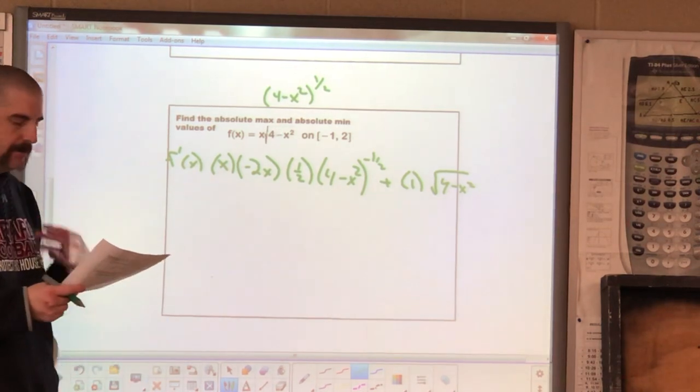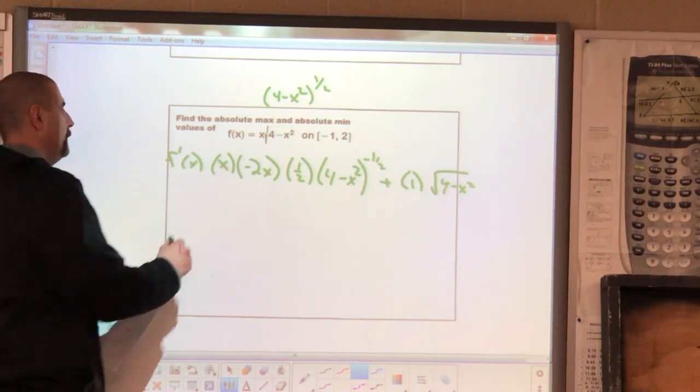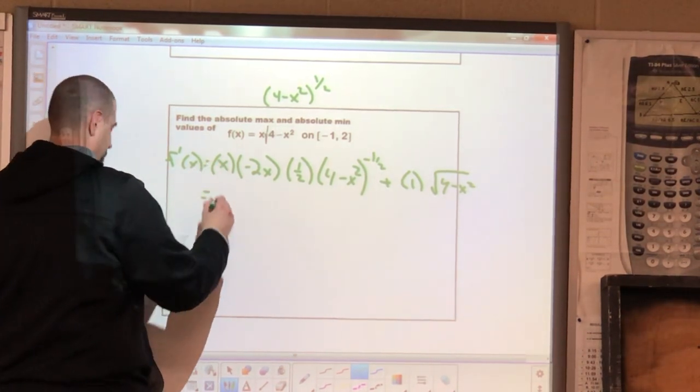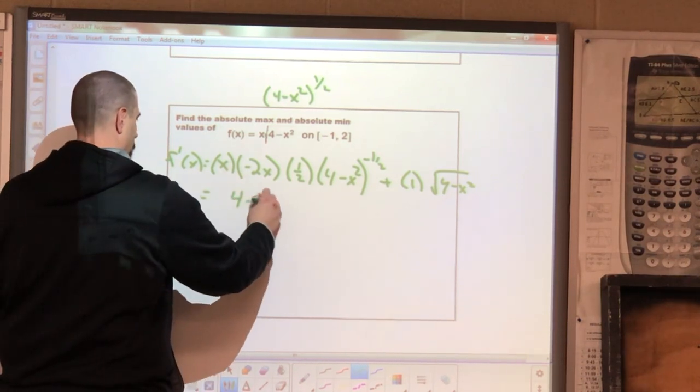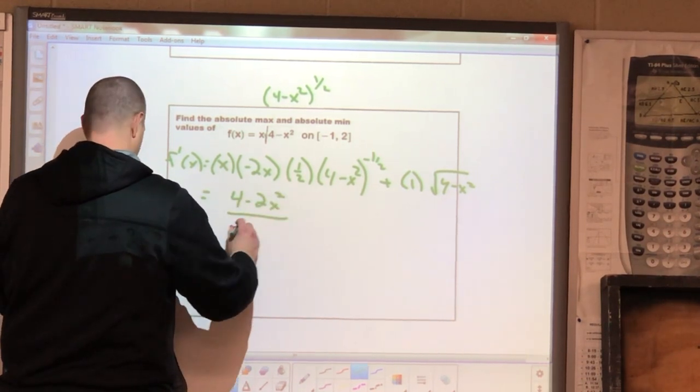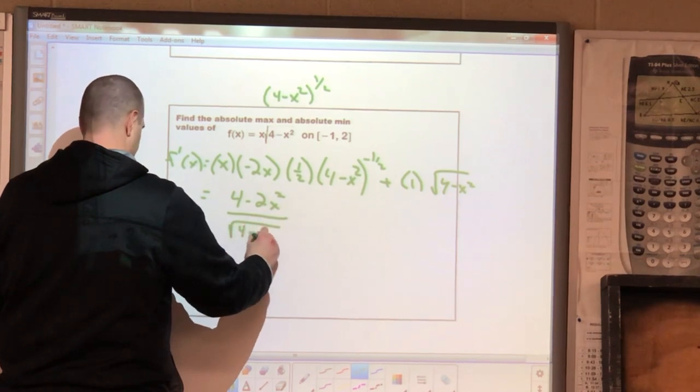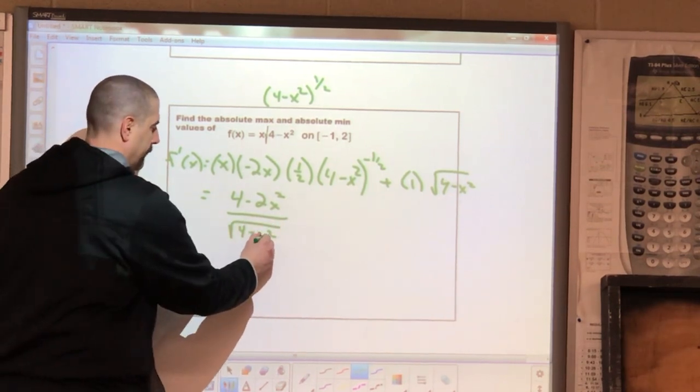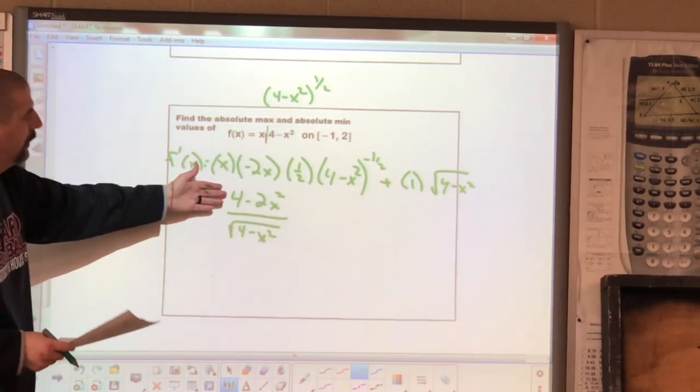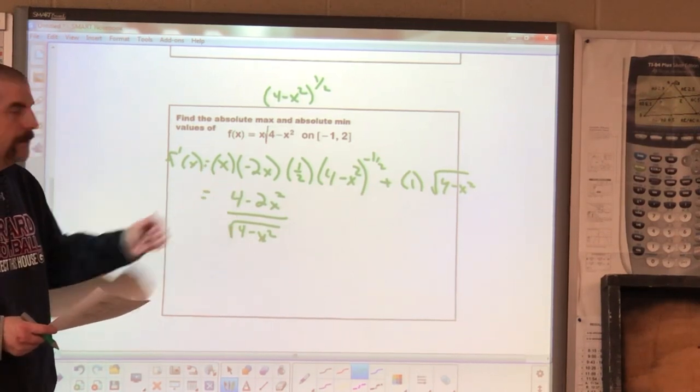Now we have to simplify this. Well, I'm going to do all the hard work for you and tell you that this simplifies to the following function: 4 minus 2x squared over the square root of 4 minus x squared, okay? Now, there are your two values.